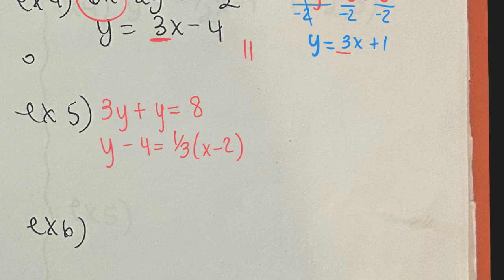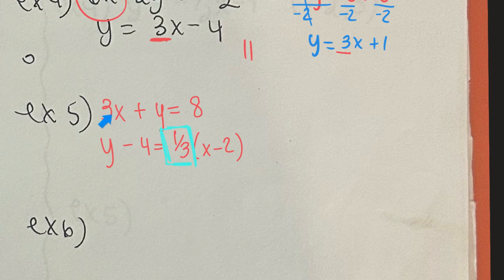Okay, here's our next example. I shouldn't have a y and a y, I should have an x. 3x plus y equals 8. That one is in standard form, so I'm going to need to rearrange it. y minus 4 equals 1/3 x minus 2. I don't need to rearrange this one because my m is obvious. Here's my m. My m is 1/3.